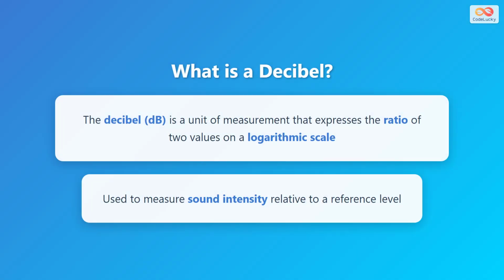So, what exactly is a decibel? The decibel, abbreviated as dB, is a unit of measurement that expresses the ratio of two values on a logarithmic scale. In sound measurement, we use decibels to compare sound intensity relative to a reference level. This makes it much easier to work with the enormous range of sound intensities we encounter in everyday life.